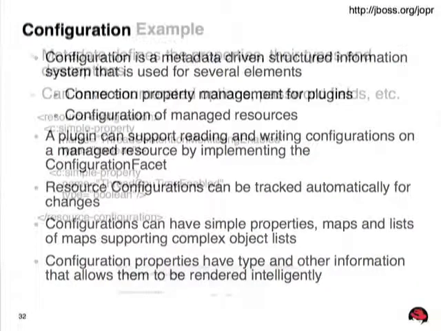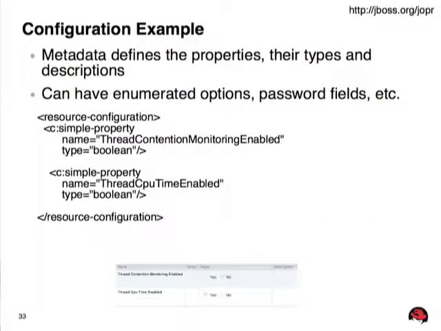And so this is just an example of the metadata behind configuration. So we have some simple properties. And so if I want to define 2 simple properties, in this case, it's actually for the JVM monitoring component, it'll show up right in my UI as new items that I can configure.